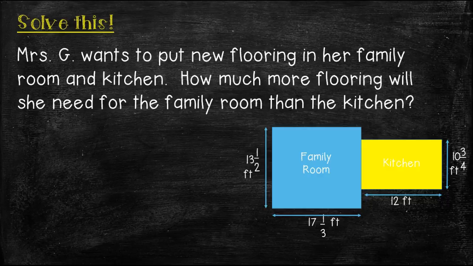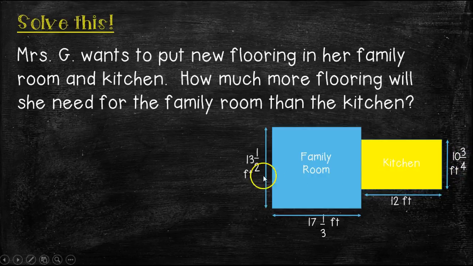So here's our first question. Mrs. G wants to put new flooring in her family room and kitchen. How much more flooring will she need for the family room than the kitchen? So here we have the size of our family room, and we have the length, which is 13 1/2 feet, by the width, which is 17 1/3 feet. And then here's my kitchen, and it's 12 feet by 10 3/4 feet.